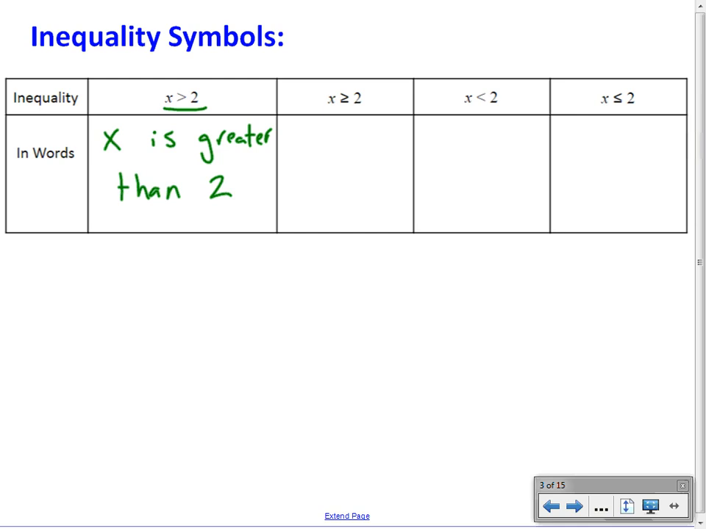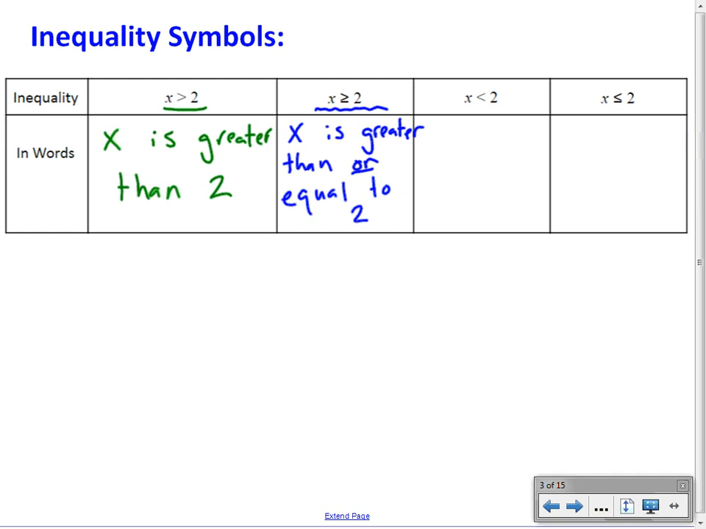Now, the one next to it looks similar, but there's this little bar underneath the greater than symbol. So this is telling us that whatever x is, it's going to be greater than or equal to 2. So x is greater than or equal to 2. Now x could be 2, it could be 2.1, it could be 300. Anything greater than or equal to 2 would be correct.